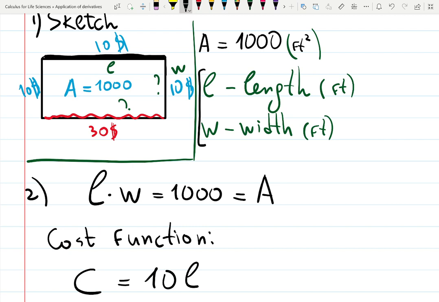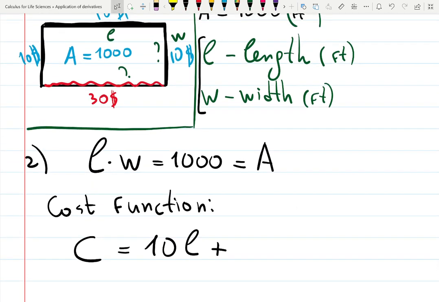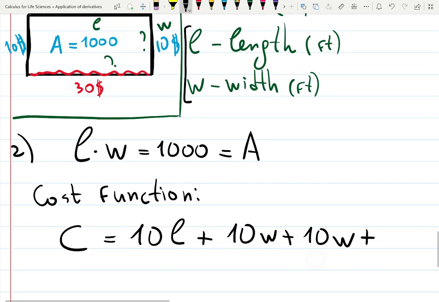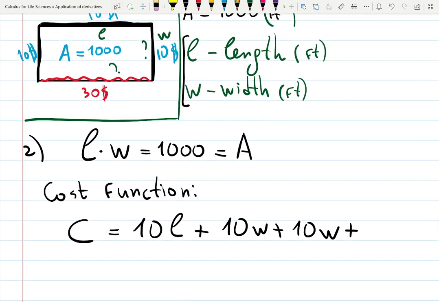How about this side? W and W width, $10 per foot. How much will it be? $20. $20 total. So 10W plus 10W. That is my width plus width price. And then one more left. How about the expensive side? How would I call that one? 30L. 30L is the expensive side.